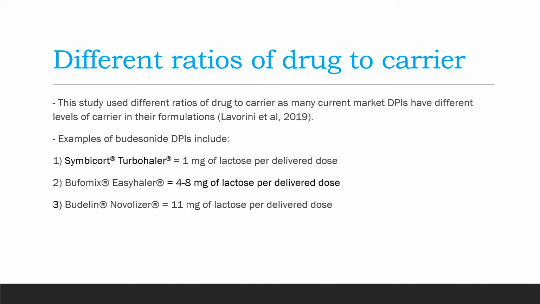This study used different ratios of drug to carrier, as many current market dry powder inhalers have different levels of carrier in their formulations. Examples of current market DPIs include the Symbicort Turbohaler, which delivers 1 mg of lactose per delivered dose, the Bufamix Easyhaler, which delivers 4 to 8, and the Budesonide Novolizer, which delivers 11 mg of lactose per delivered dose. All of these inhalers use budesonide as their active pharmaceutical ingredient.